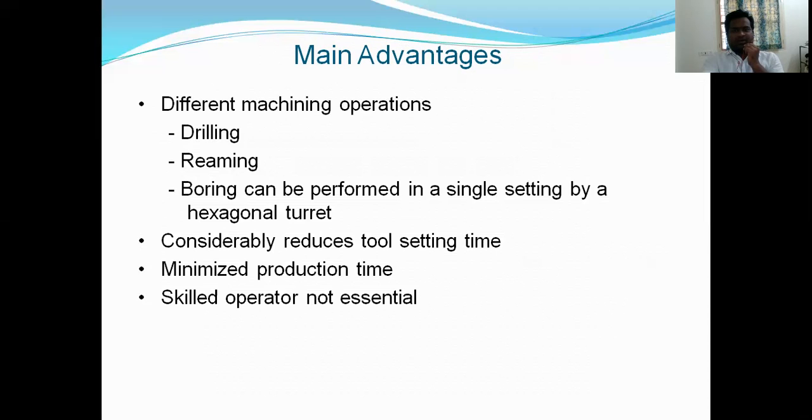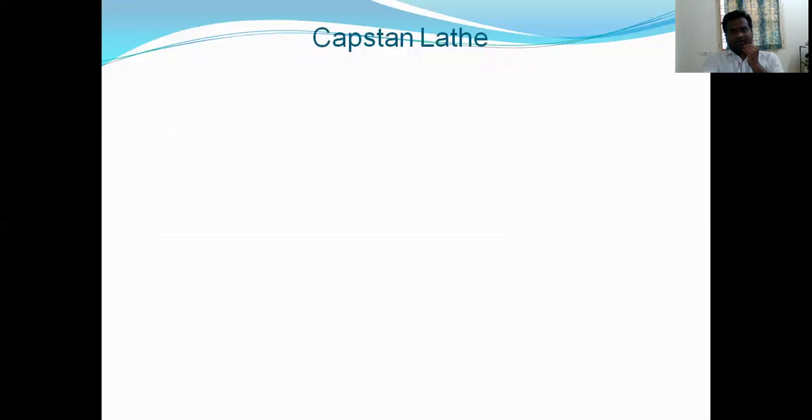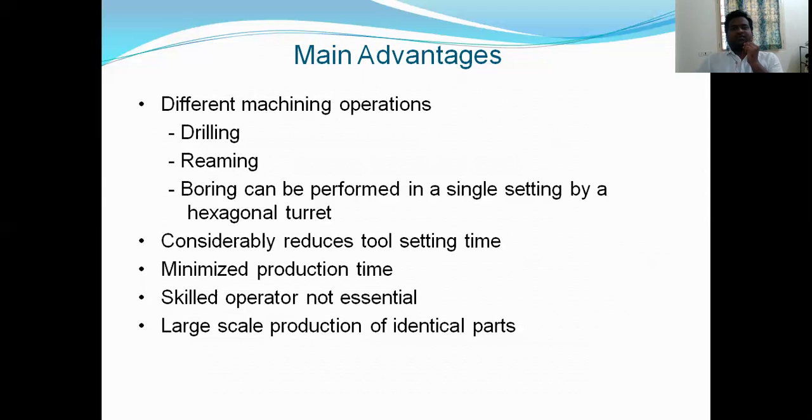And here skilled operators are not essential in this machining operation, and it is used for large scale production of identical parts. So these are the advantages of the turret lathe. Drilling, reaming, boring can be performed in a single setting by a hexagonal turret, considerably reducing tool setting time and minimizing production time. A skilled operator is not essential, and it gives large production of identical parts. So these are the main points of the turret lathe.